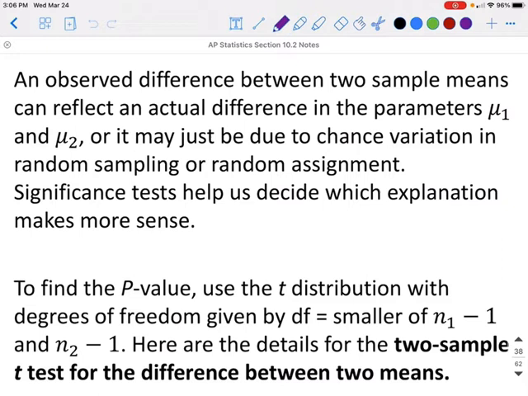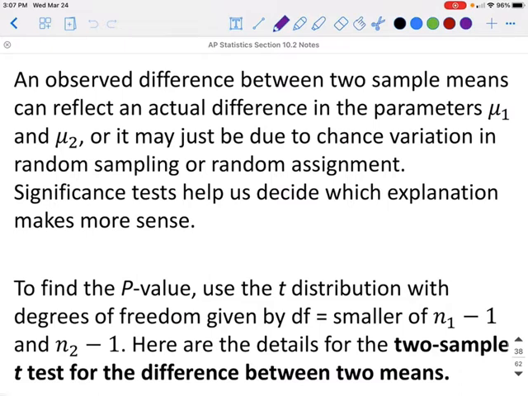To find the p-value, use the t-distribution with the degrees of freedom given by the degrees of freedom of the smaller of your two samples. So remember, to find the degrees of freedom, you're going to take your sample size minus 1. Whichever one of those is the smaller value is what you will use for degrees of freedom.